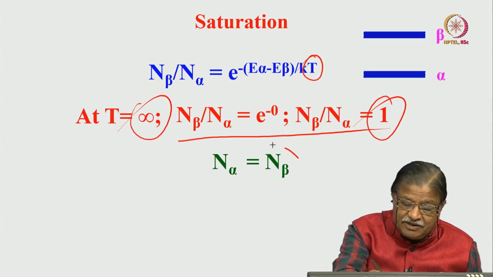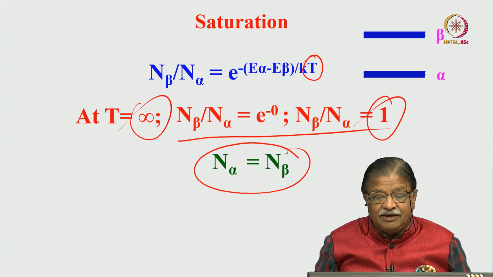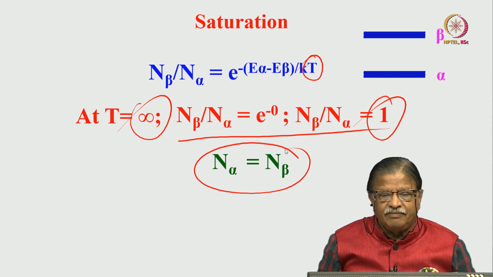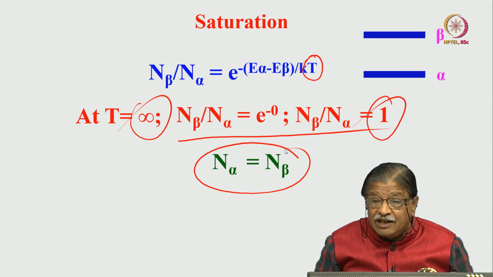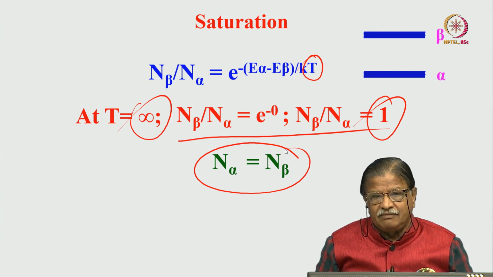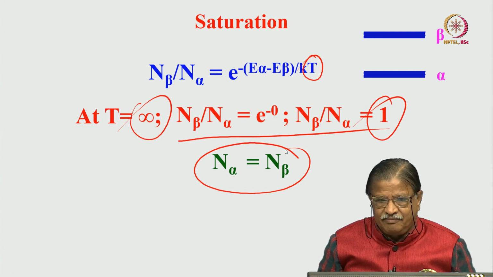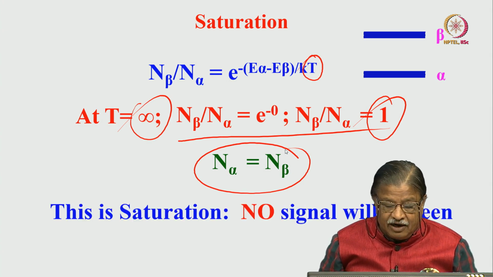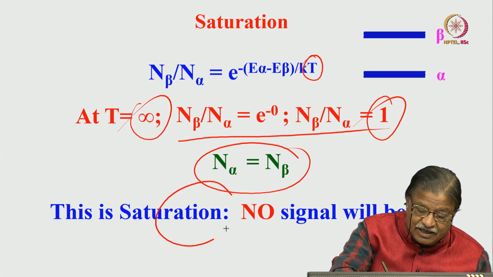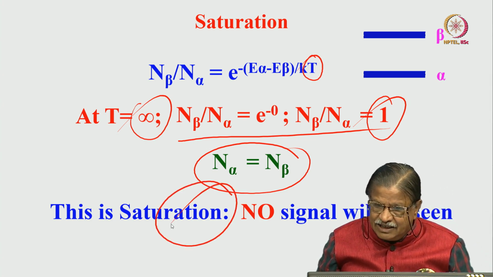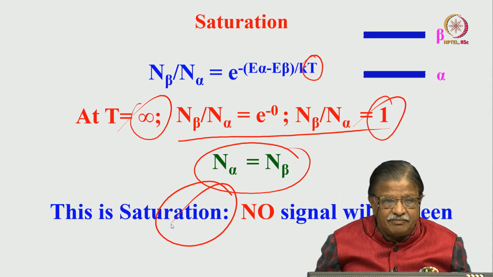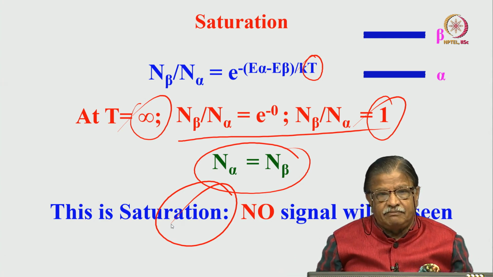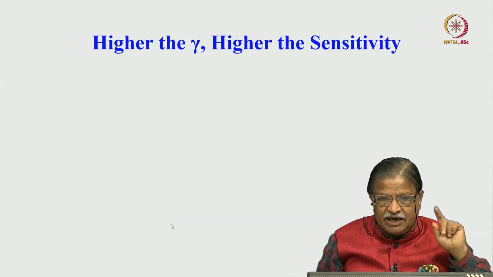That means the number of spins in both alpha and beta states are equal. When n alpha is equal to n beta, there is no population difference at all, absolutely no difference. As a consequence, you will not see a signal, and this is called saturation. Saturation is a condition where the populations in both energy states are exactly equal. So, no signal will be seen. Okay? That you should understand.